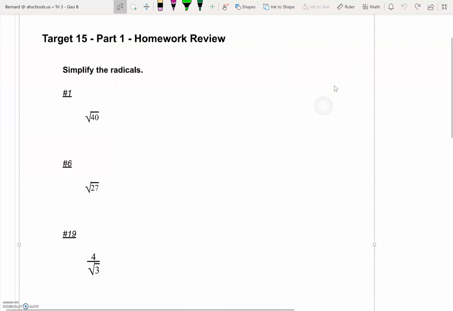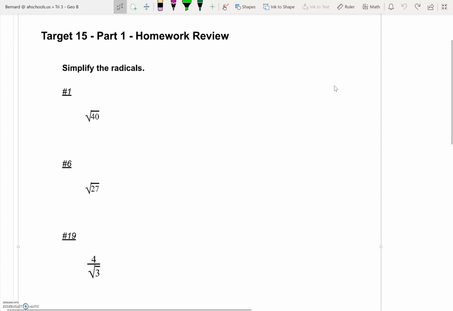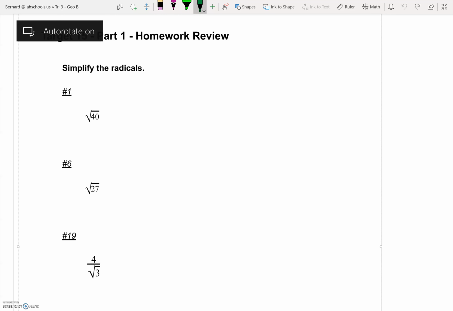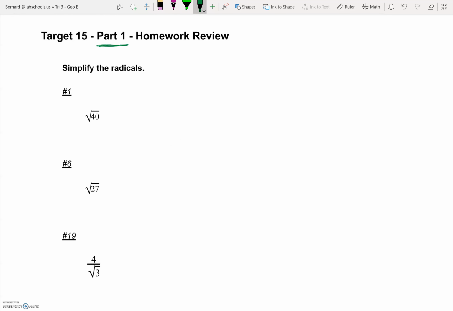Hi, everyone. This is going to be our first homework review. As you can see, this one's titled Part 1 Homework Review, and it relates to Target 15 of Unit 6. Every time you see Part 1, it should all go back to the same Part 1 in our note packet for this unit, and Part 1 as far as our worksheet and our practice assignments go.